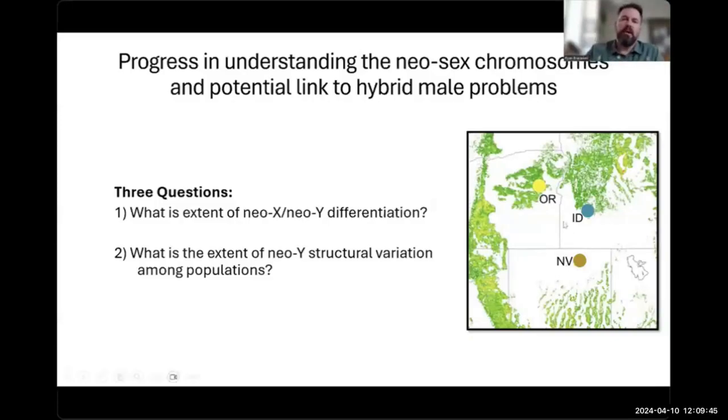And so what I'm going to talk about here today is going to be some assemblies and some analyses that we've been doing between populations from Oregon, Idaho, and Nevada, which represent the 3 Y chromosome types in the mountain pine beetle.